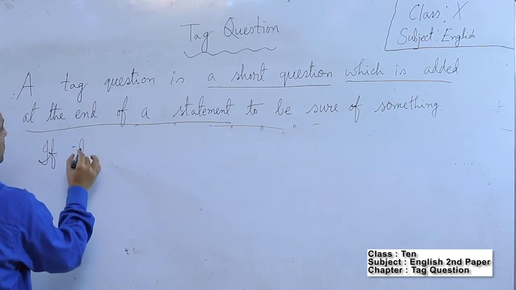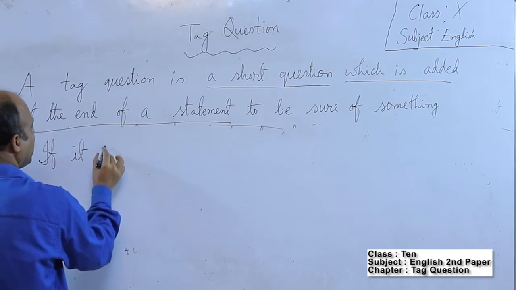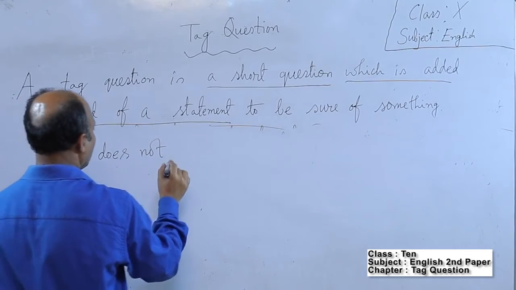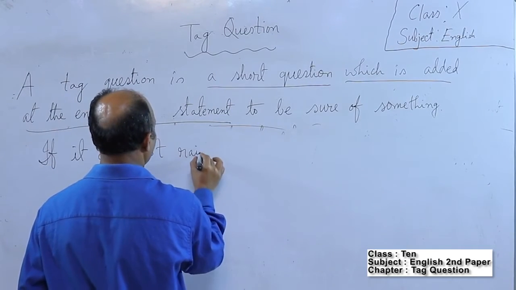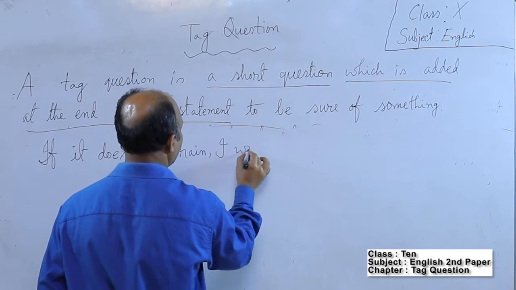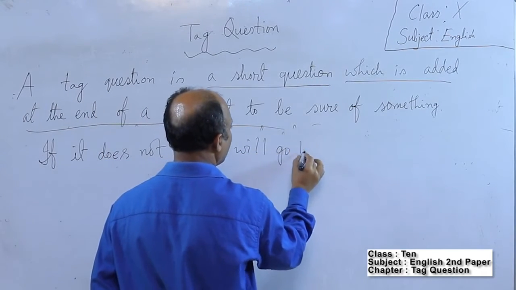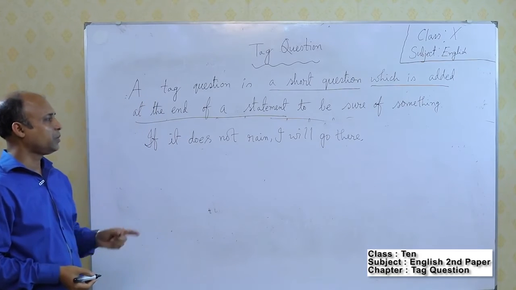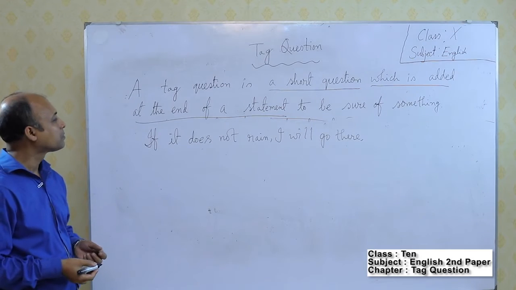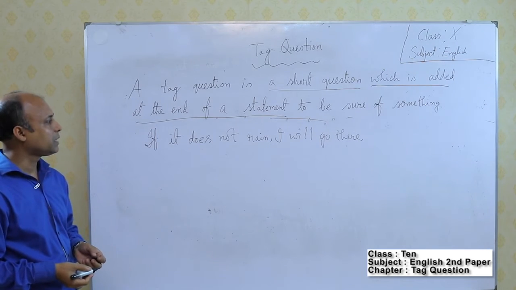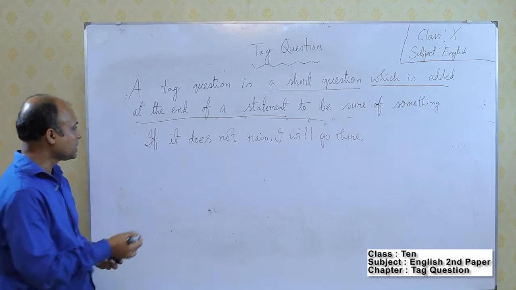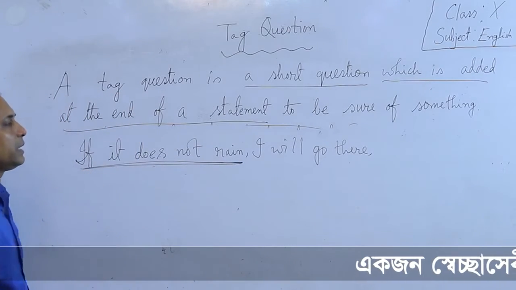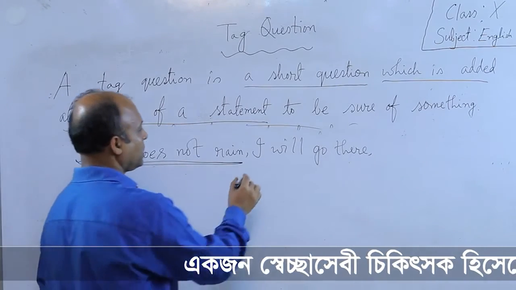If it doesn't rain, I will go there. Can you guess what will be the tag here? You see, there are two clauses here. One is if it doesn't rain. This is one clause. Then another clause is I will go there.